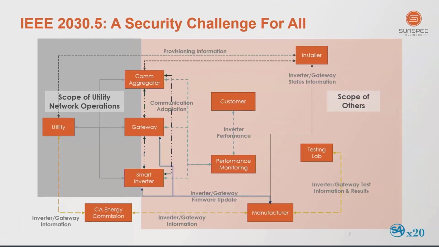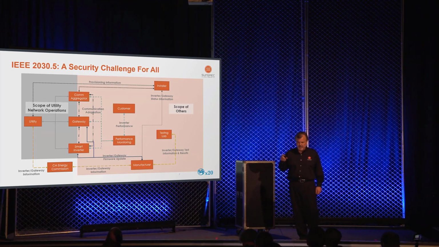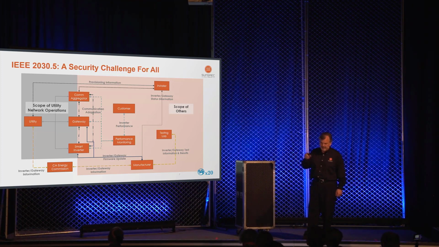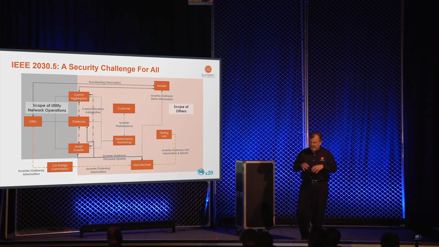Now, I call this IEEE 2030.5 a security challenge for all, but really it's networked DER that is the challenge for all. The reason I say that is that the scope for the IEEE 2030.5 standard, as it's mandated by the regulation, is pretty narrow. It's really just to control the interaction between the utility and the intermediate systems, or the DER itself. It doesn't account for all the other interactions that these assets are going to have.